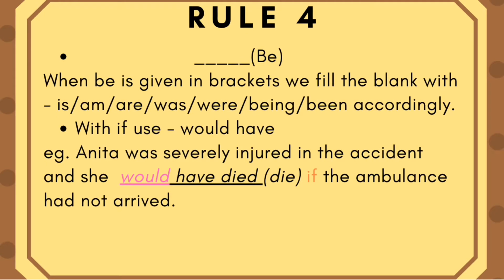Let's see our rule number 4. When be is given in brackets, we fill the blank with is, am, are, was, were, being, and been accordingly. With if we use would have. You should remember that. Example, Anita was severely injured in the accident and she would have died if the ambulance had not arrived. Would is highlighted because it is a modal, and if is given, so we'll use would have. And you already know that with past modal we use the third form of the verb.